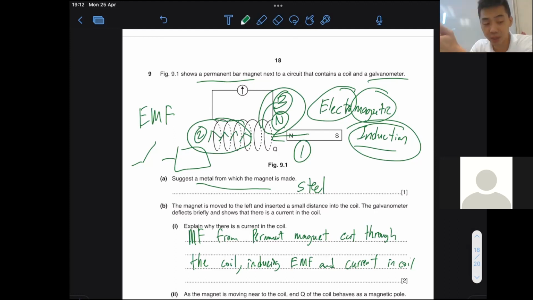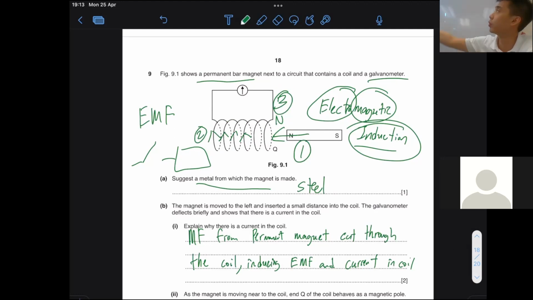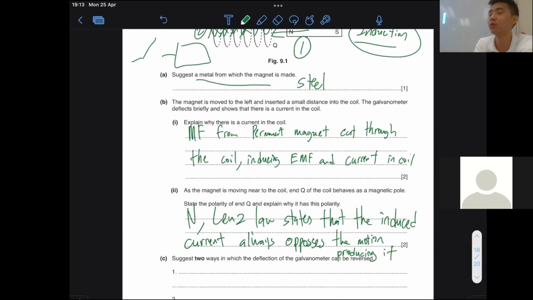Yeah, the induced current always opposes the motion producing it. Very important. How do you know the current goes up or down? The right hand grip rule. But you must find the north pole first, then only you can use the right hand grip rule. Here, actually the current is going to go down. It doesn't matter. Induced current always opposes the motion producing it. It's the same thing. You copy it, I don't read through it. You read through a bit now.